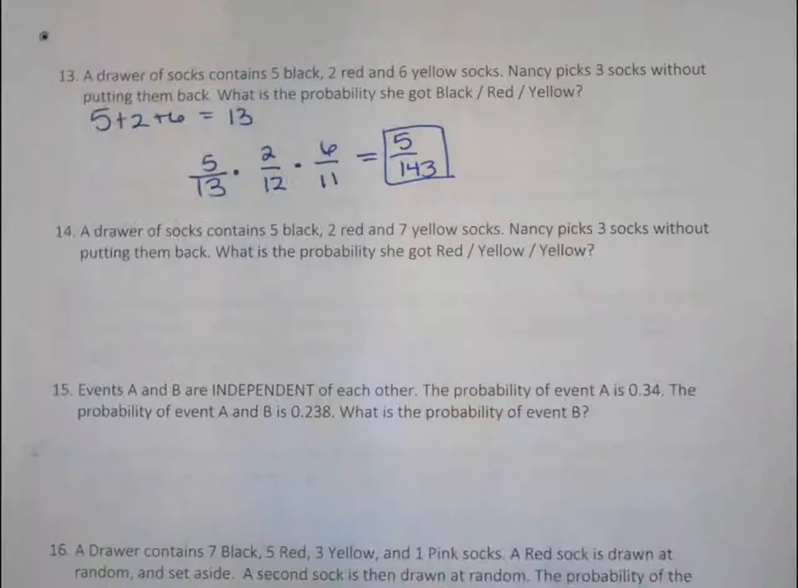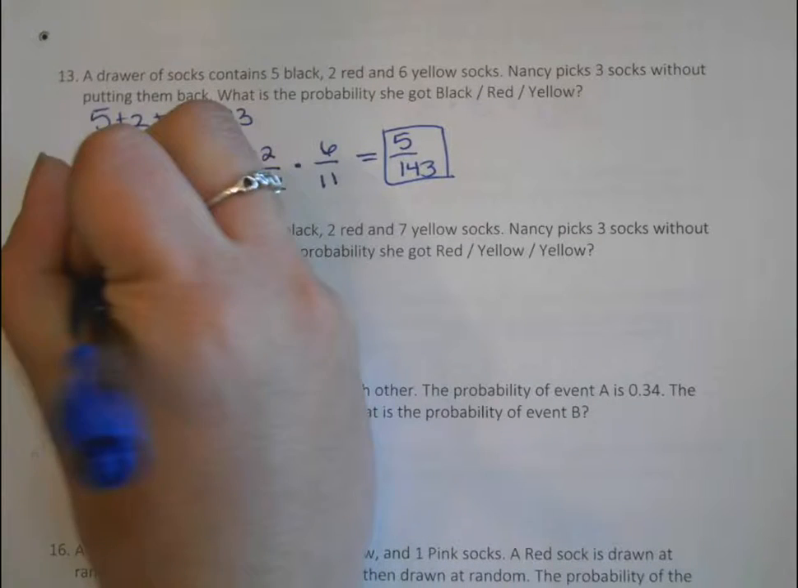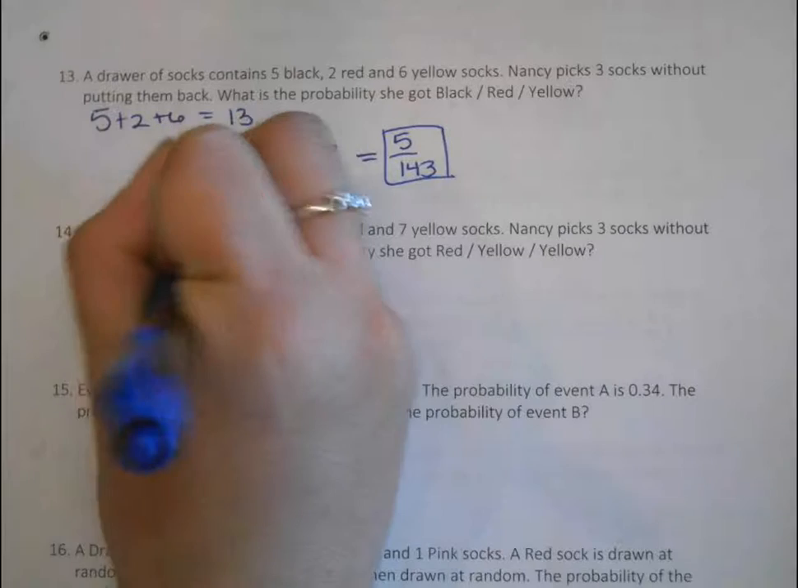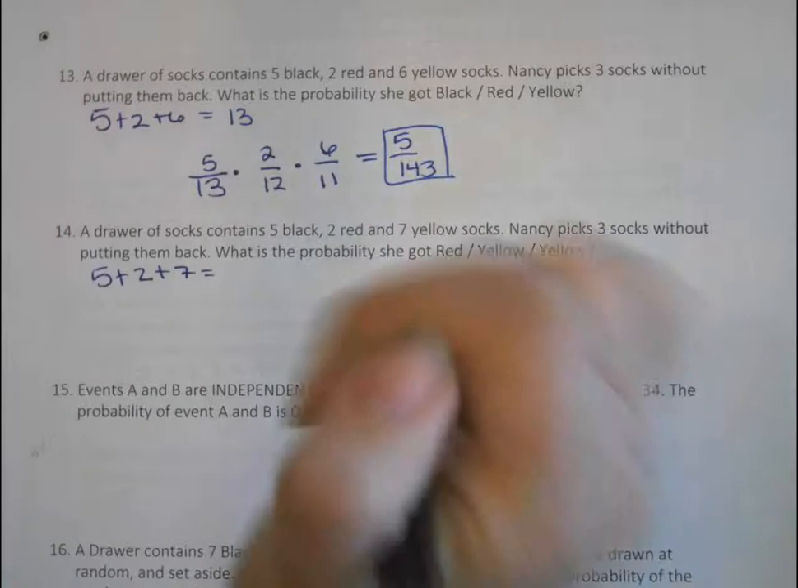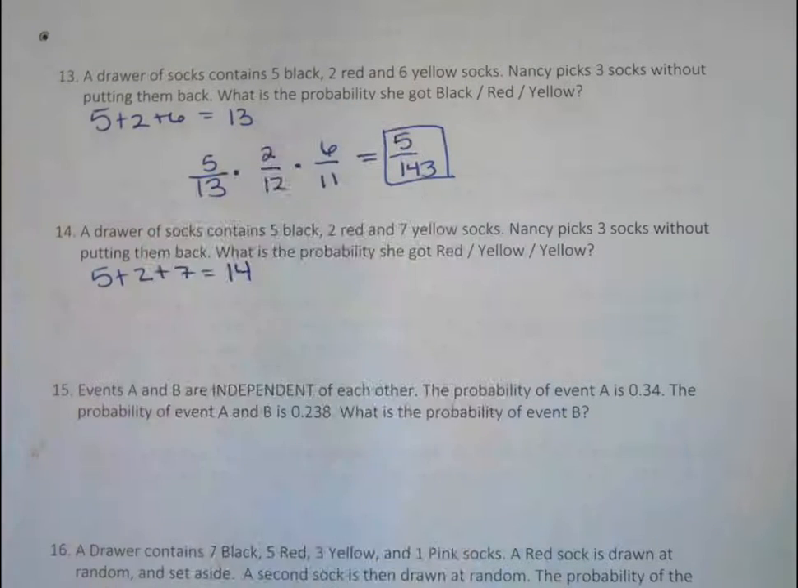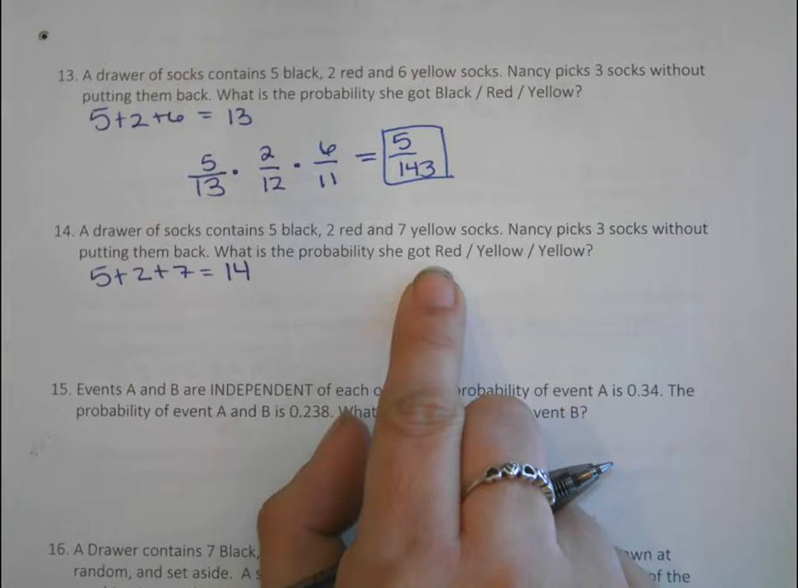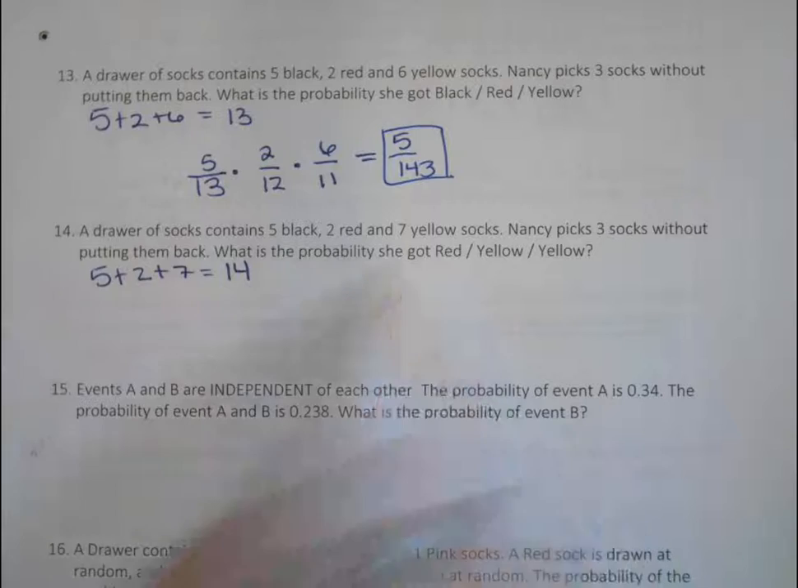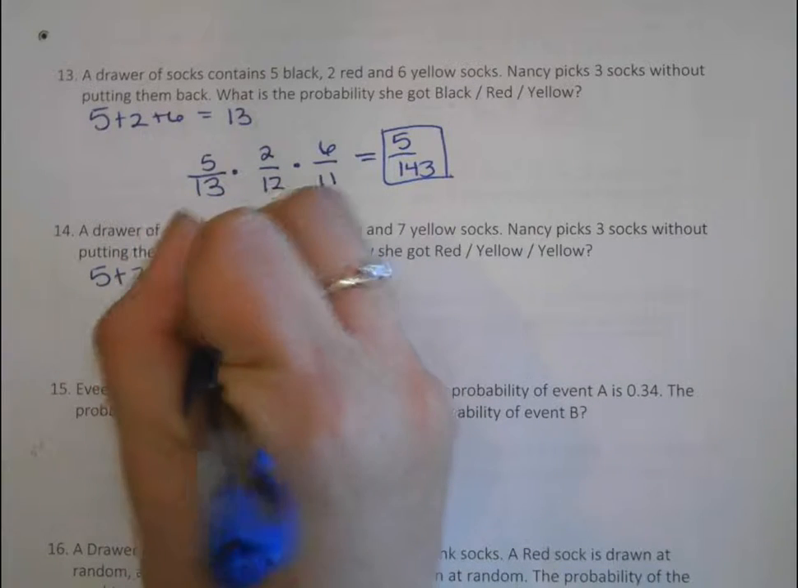Moving on. Number 14, same thing. I have my 3 colors of socks that I'm going to go ahead and add together. So I have 5, 2, and 7. 5 plus 2 is 7. 7 plus 7 is 14. I have 14 total socks. This time she's going to grab a sock and she pulls out a red sock. So she has 2 out of 14 red socks.